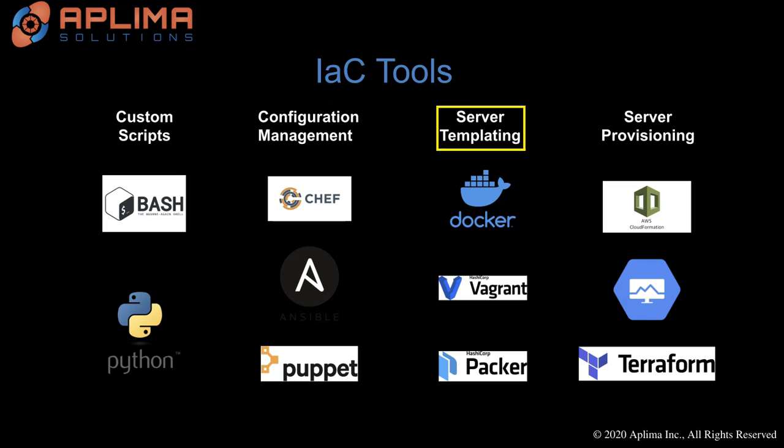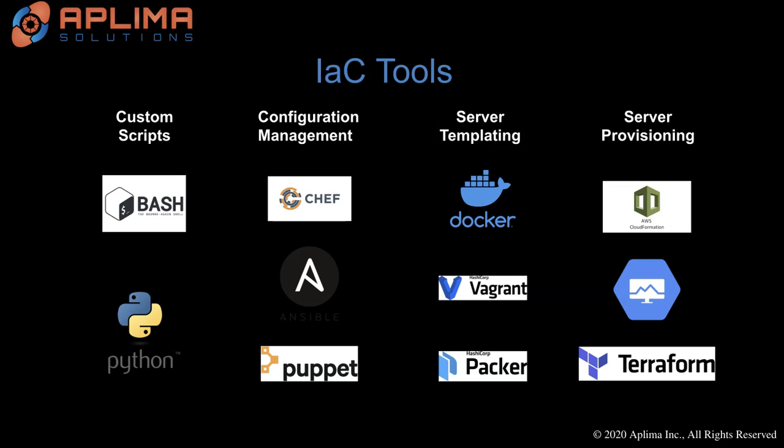Third category is server templating tools. So instead of setting up VMs and configuring all the dependencies on each and every one of your servers, you can actually leverage tools such as Docker, Packer, etc. to create an image of your server. And that image will capture everything that you need, starting from your base operating system, the applications, and any other dependencies that you may have.